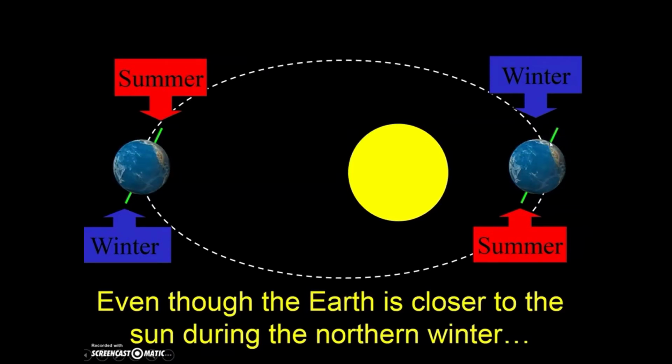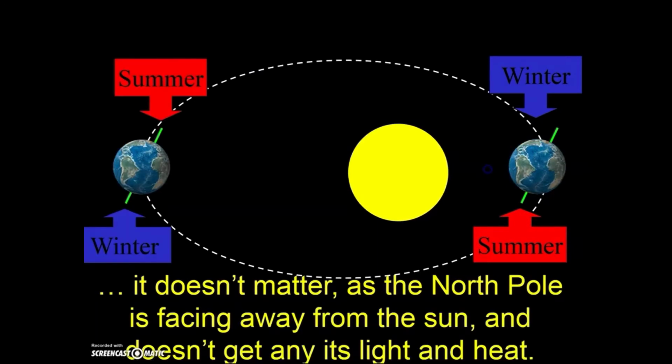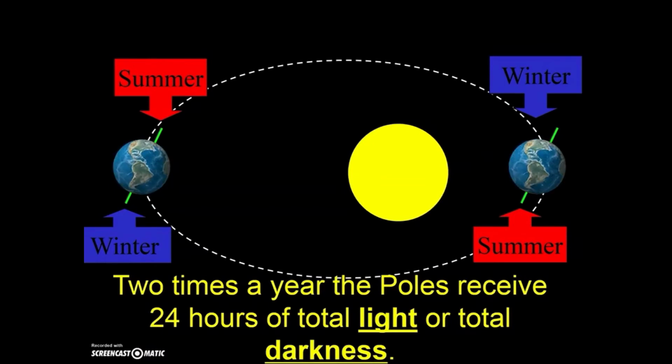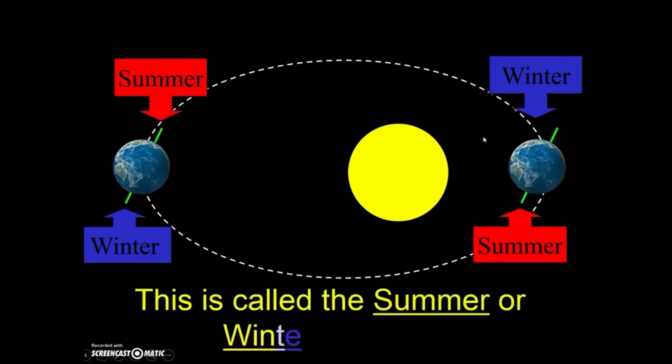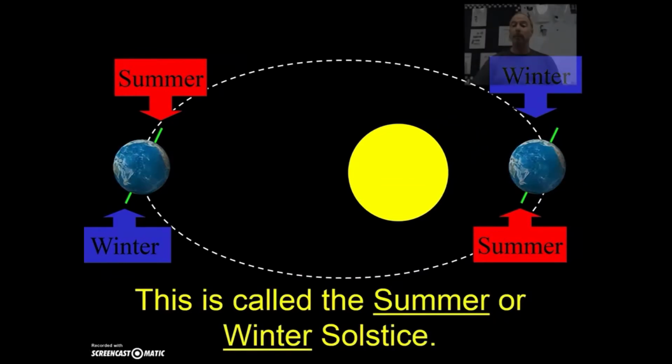So it is dark 24 hours a day for a month. It's cold in the North Pole. That's what I just said. Two times a year, the poles receive 24 hours of total light or total darkness. This is called the summer or winter solstice.